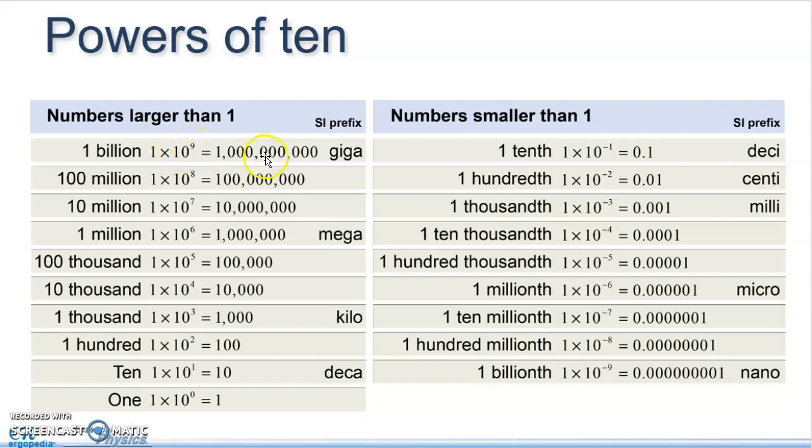10 to the 9 is 1,000,000,000. 10 to the 6 is 1,000,000. 10 to the 3 is 1,000.